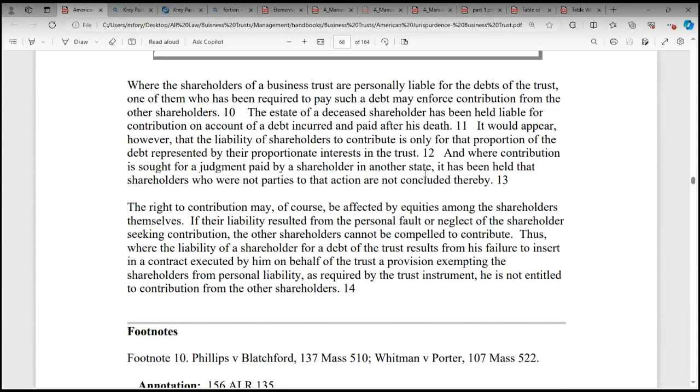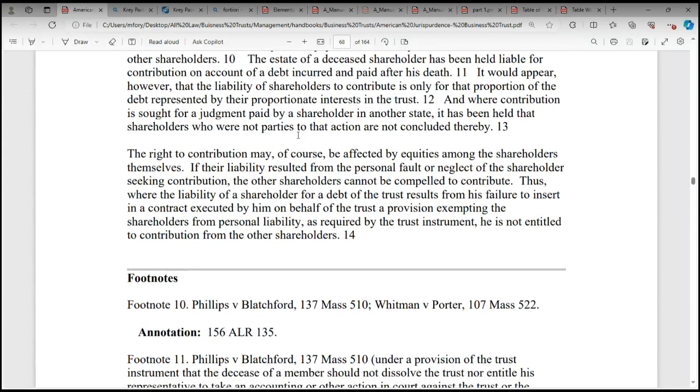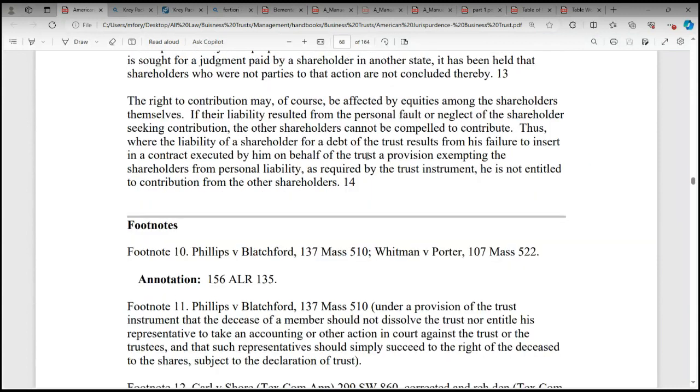So if you're selling shares, right, and the shares are worth 1,000, and they're doing payments of $100 every month or something, right? Well, the maximum you could ever force them to contribute is their 1,000. And where contribution is sought for a judgment paid by the shareholder in another state, it has been held that shareholders who were not parties to the action are not concluded thereby. That's a given. The right to contribution may, of course, be affected by equities among the shareholders themselves if their liability resulted from the personal fault or neglect of the shareholder seeking contribution.